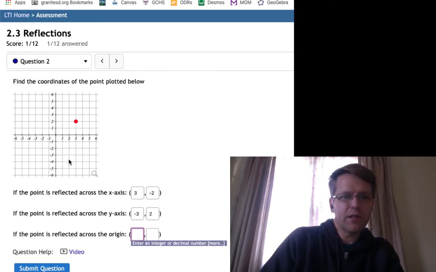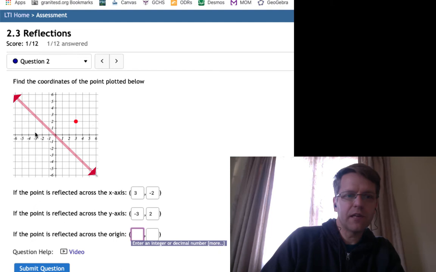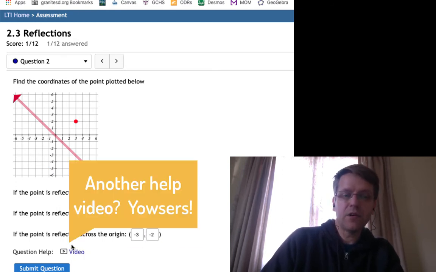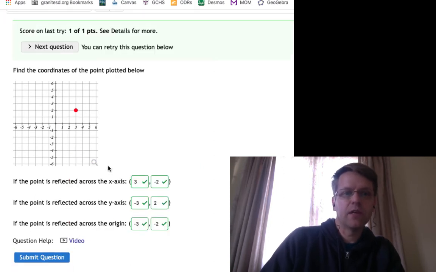Now if it's reflected across the origin, that means you're folding across a diagonal line like this, that goes through (0, 0) as the origin. So instead of it being right 3 up 2, it's going to be left 3 down 2. So it's going to land right over here. So this one's going to be left 3 down 2. And I'd have you notice that there is a special video just for this question you could watch.